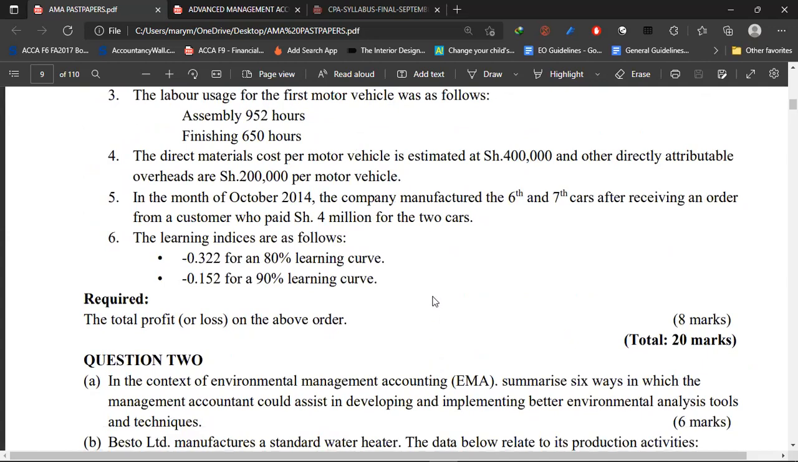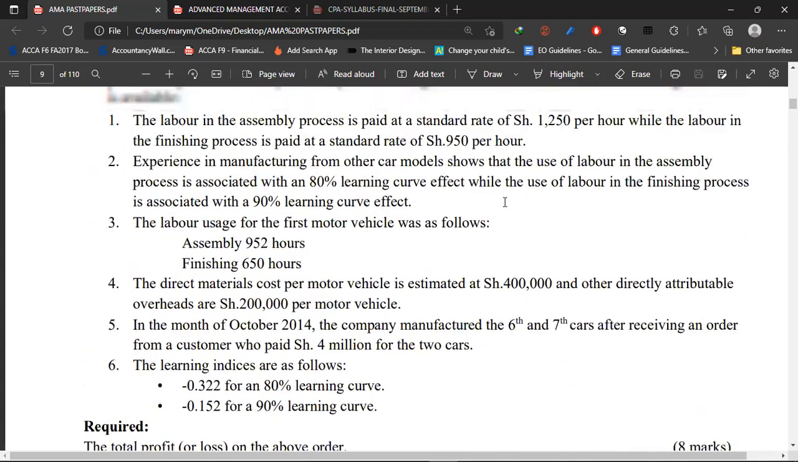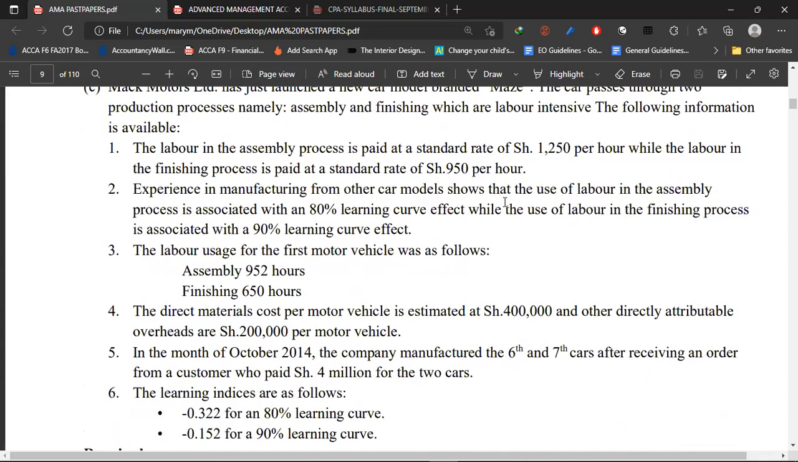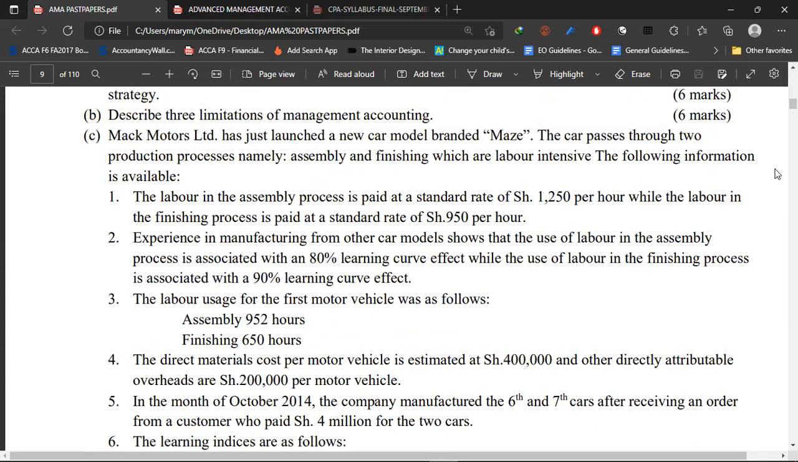I need someone like Mwaura to explain to us what this question is asking. Mwaura, explain to us. Contribution statement. The contribution profit. So what are we supposed to do? You will find the cost and the revenue and then you subtract. It seems very simple now.